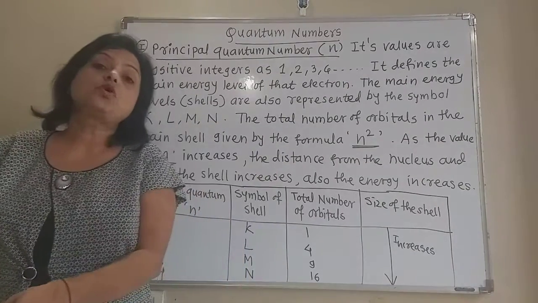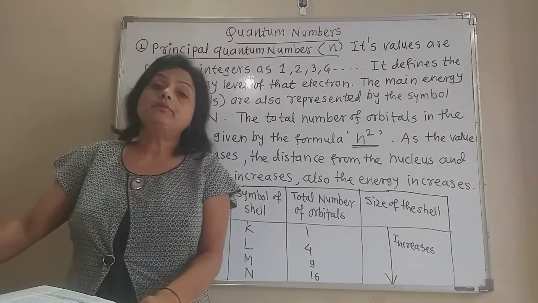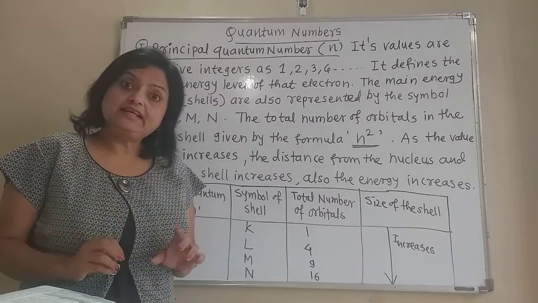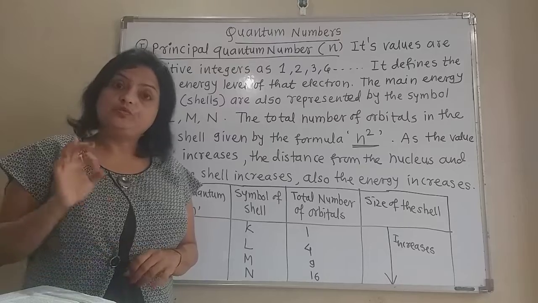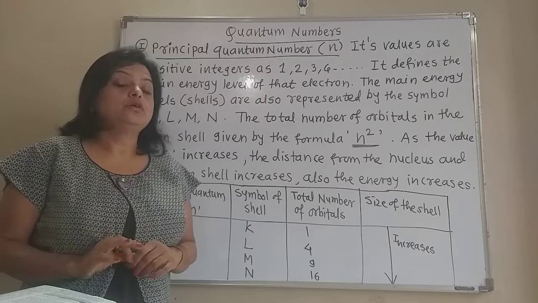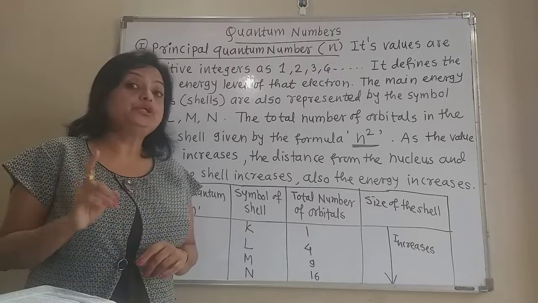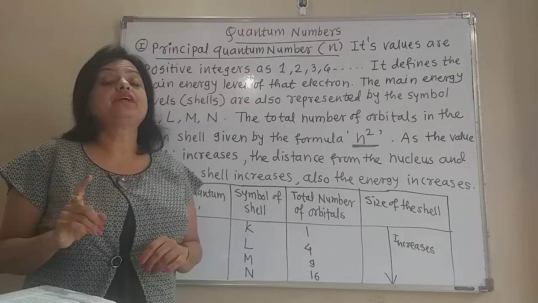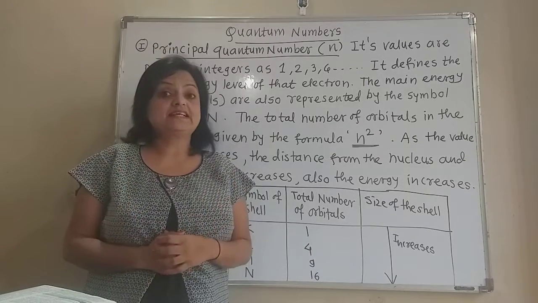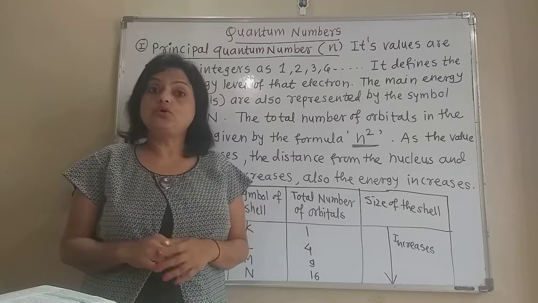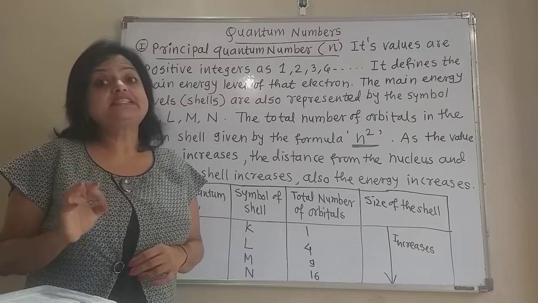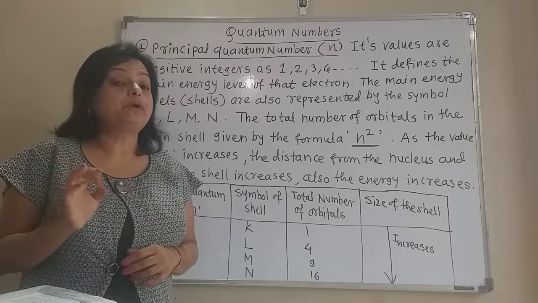Now what are these quantum numbers? Quantum numbers are numbers which exactly tell us the position or the location of the electron which is revolving around the nucleus in different circular paths. Those paths are concentric paths called shells. The exact position of the electron around the nucleus is given by these quantum numbers.